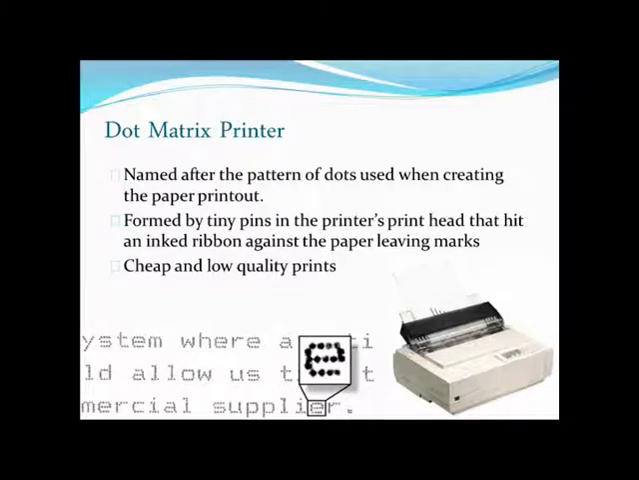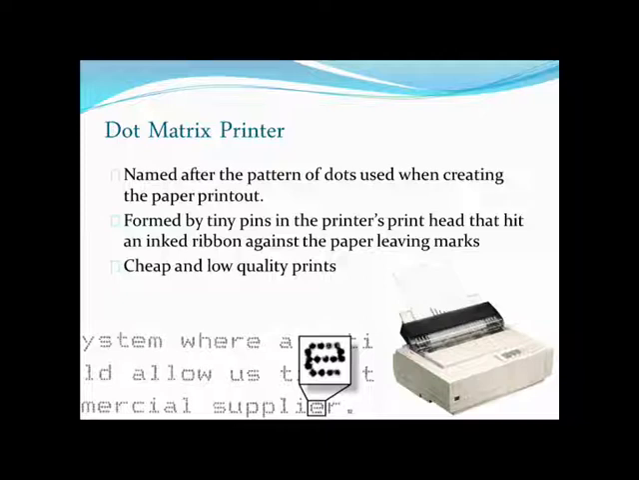If you want a physical copy of some data on paper, or a hard copy, you'll need a device that can make marks on paper, a printer or a plotter. Now, a dot matrix printer is named after the pattern, a grid or matrix, of dots used when creating the paper printout. These dots are formed by tiny pins in the printer's printhead that hit an inked ribbon against the paper, leaving marks. As the printhead moves along, it leaves a pattern of dots behind it which can form letters or images, etc.